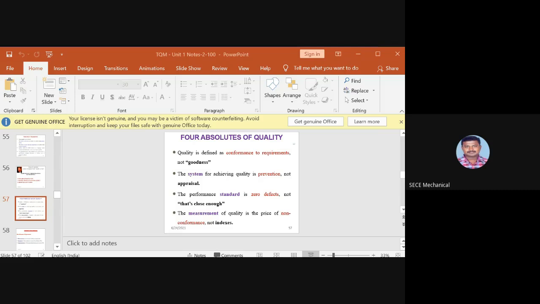The process. If you want to achieve zero defects, what are the processes we need to carry out to achieve it, from the initial stage to the ending stage? What are the things we need to follow, and what are the methods or procedures we need to follow? We should keep this in mind, and based on that we need to develop a process. That developed process should always focus on zero defects.